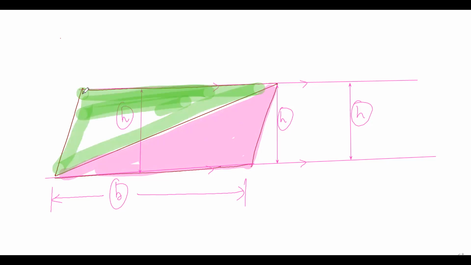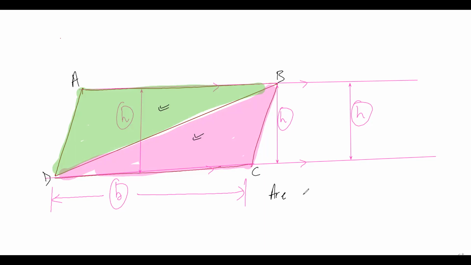Yes, sir. And in one of the lectures we have proved that because these two triangles are congruent, this triangle and this triangle, therefore the area of the two triangles is also equal. Do we agree? Yes, sir. What I am claiming is that area of triangle ABD would be equal to area of triangle BDC. Do we agree to this or not?